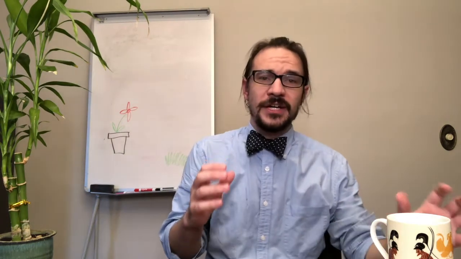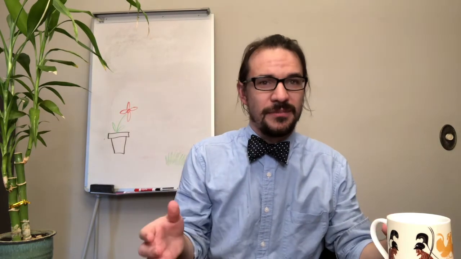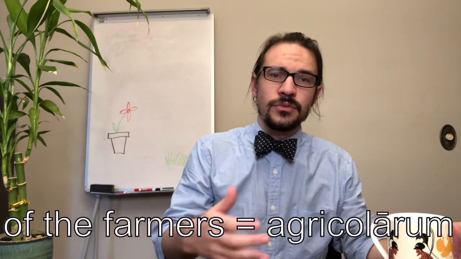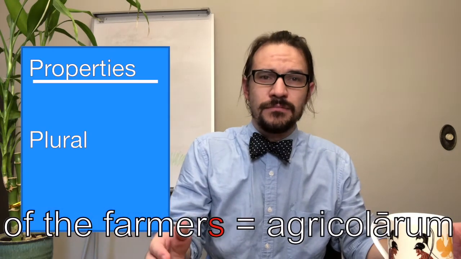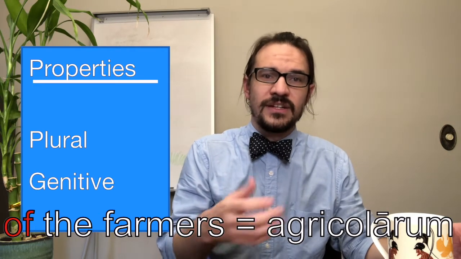But in order to talk about adjectives in Latin, we have to start by talking about nouns in Latin. Adjectives will copy a lot of their properties from the nouns that they're describing. I'll explain what I mean in a bit. Let's start with this. How do we translate of the farmers? Well, that would be agricolarum. We make it plural because I said farmers, and we make it genitive because I said of.